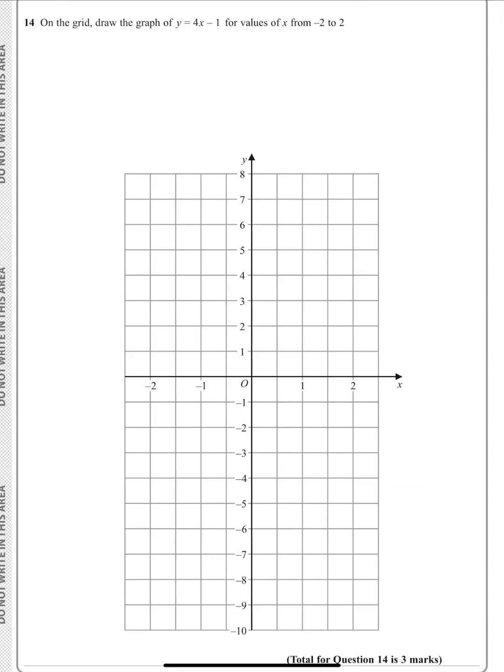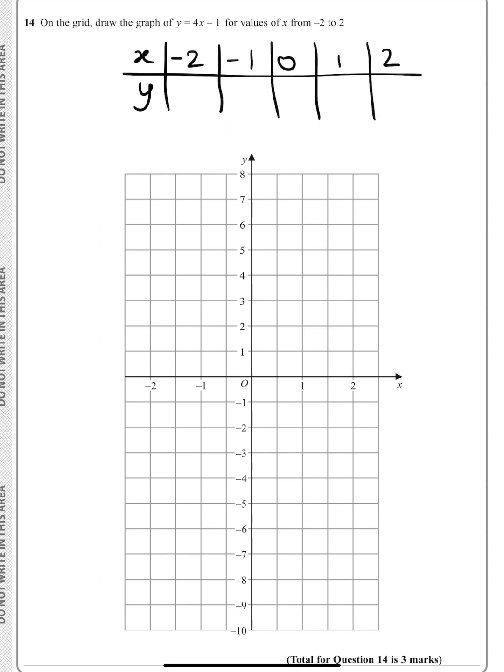Question 14 says, on the grid, draw the graph of y equals 4x take away 1 for values of x from -2 to 2. So the first thing I'm going to do to make this easier is to draw a table of values. And I'm going to have x and y in that first column there. I'm going to have x values from -2 to +2. So this is going to be -1, this will be 0, 1, and then 2.